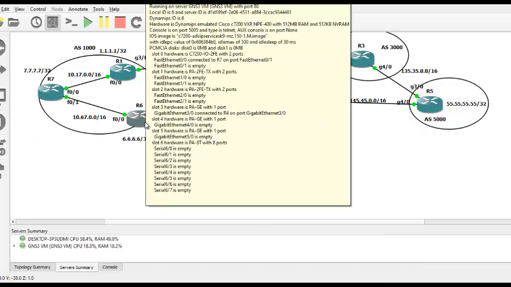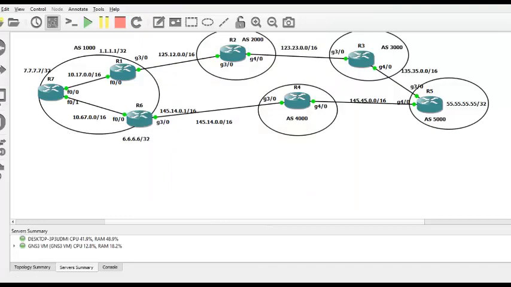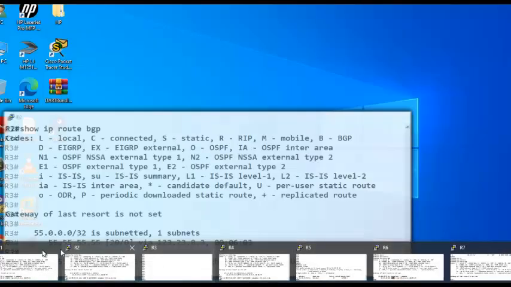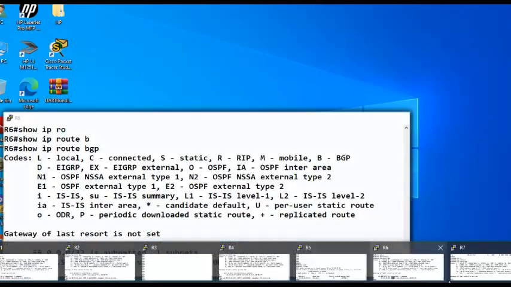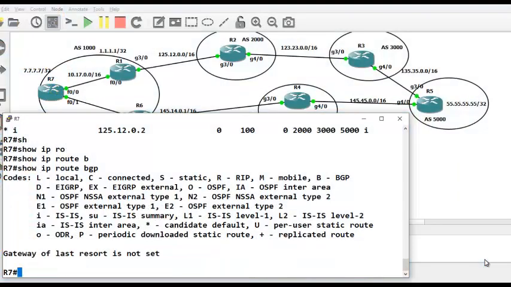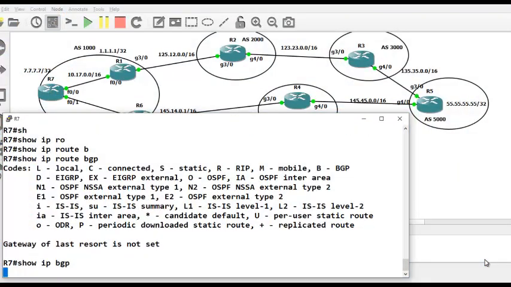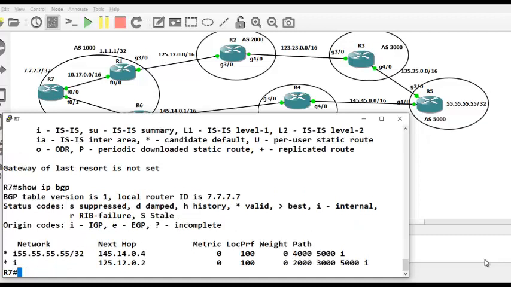Why are we not seeing the route, though we are learning it on R7? See, there is no route. But the route is saying next hop self. Next hop self, very good.